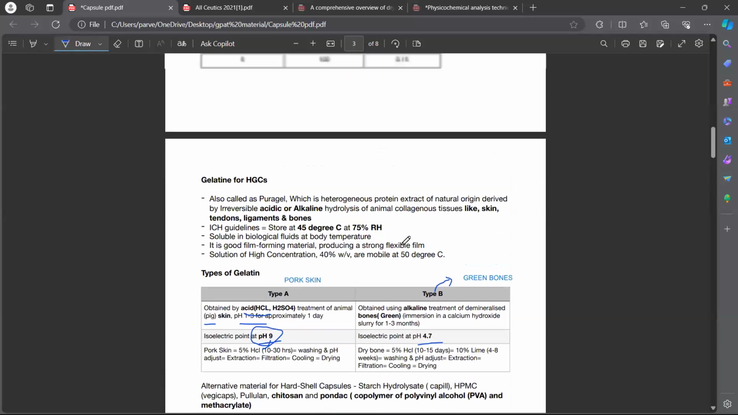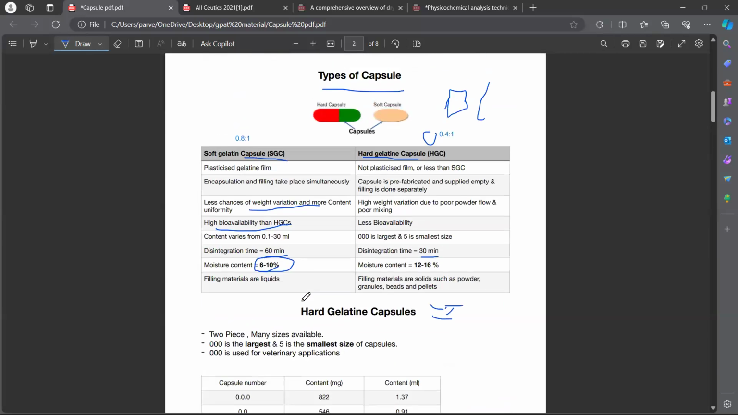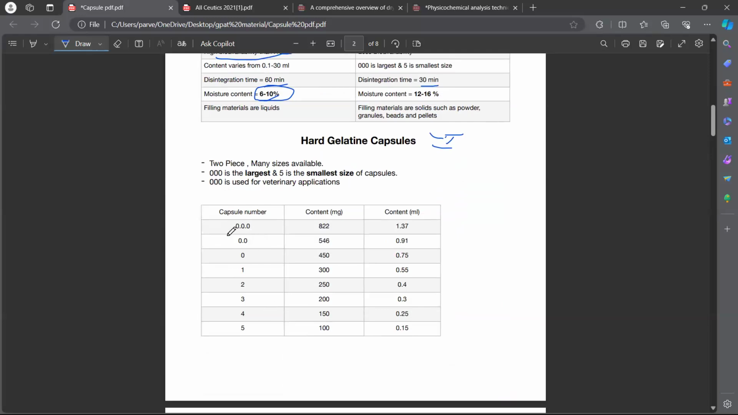Next, acid alkali treated, I have told you. Next, the capsule number. The capsule number is very important. 000 is the highest number, while 5 is the lowest number. So capsule size 000 is the largest capsule, while capsule size 5 is the smallest capsule.